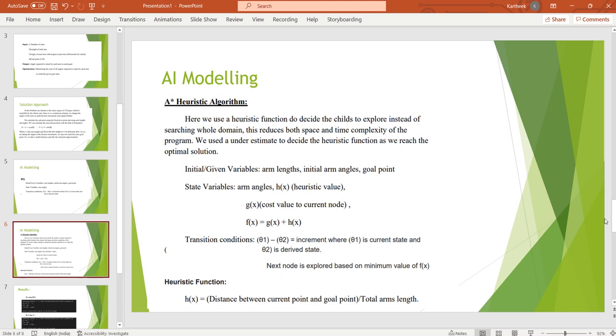Now the transition conditions are the same as BFS, that is, it has a total of 6 possible child states, but we will be expanding first the child which has the minimum f of n value. And here the heuristic function is defined as the distance between the current point and the goal point divided by the total arm length. This will give us the angle in the limiting case where all arms are aligned and the goal point and the initial point are on the edge of the circle formed by all three arms.